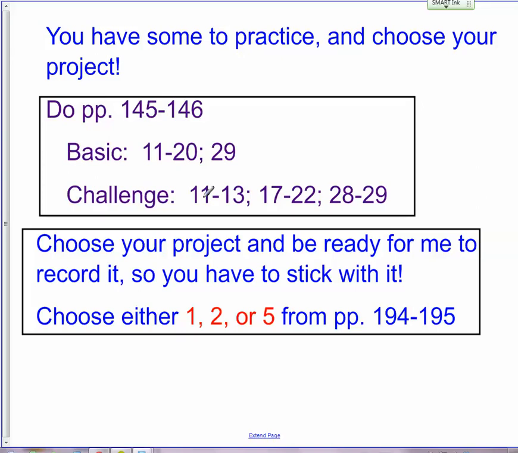Okay, we're going to continue. All of you did 1 through 10. Now you can decide whether you want to finish this practice by doing the basic or the challenge, and then read the choices on pages 194 to 195 for your next project, and you're going to have to make a decision about which one you want to do by next class. I'm going to ask you to commit because all of them involve a little bit of research.